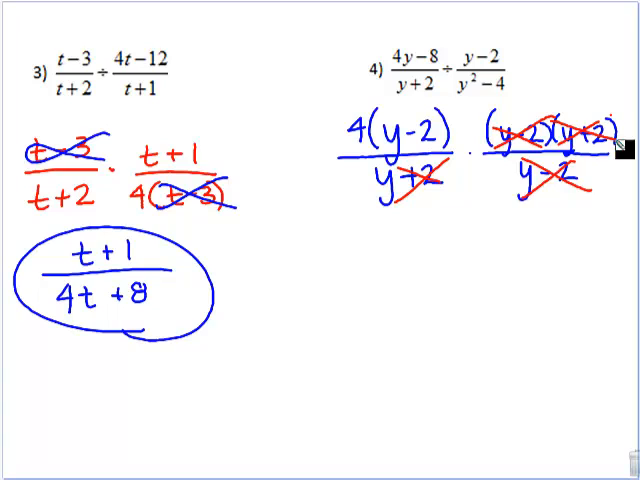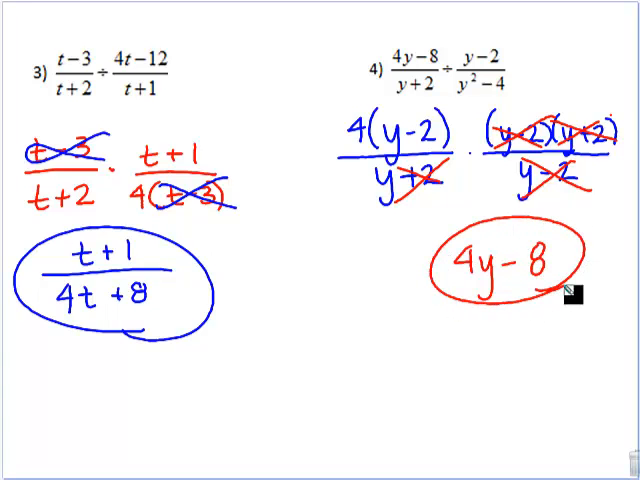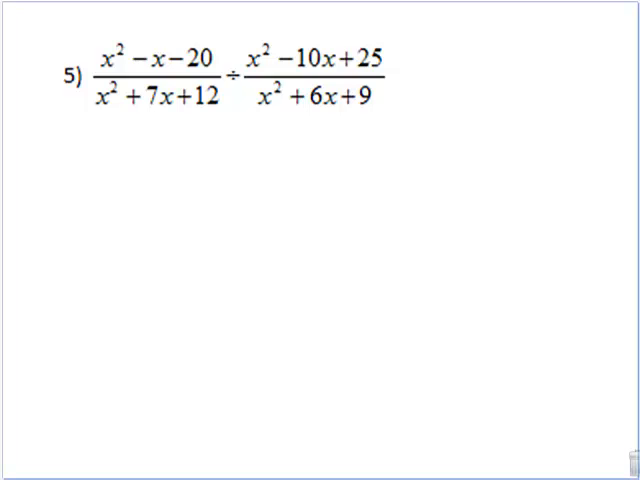So then what are we left with here? 4y minus 8. Make sure you distribute the 4 to both the y and the 2. Is that one okay? Yeah? All right. Let's look at this one. This one has even more factoring in it.